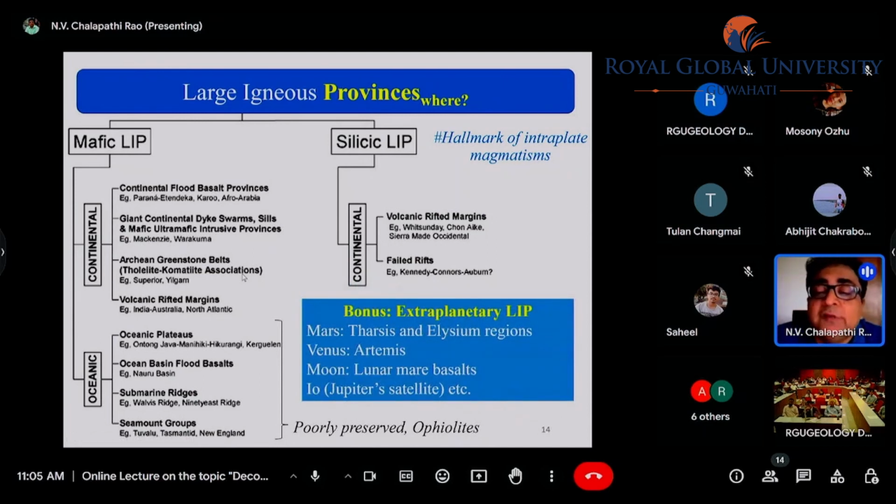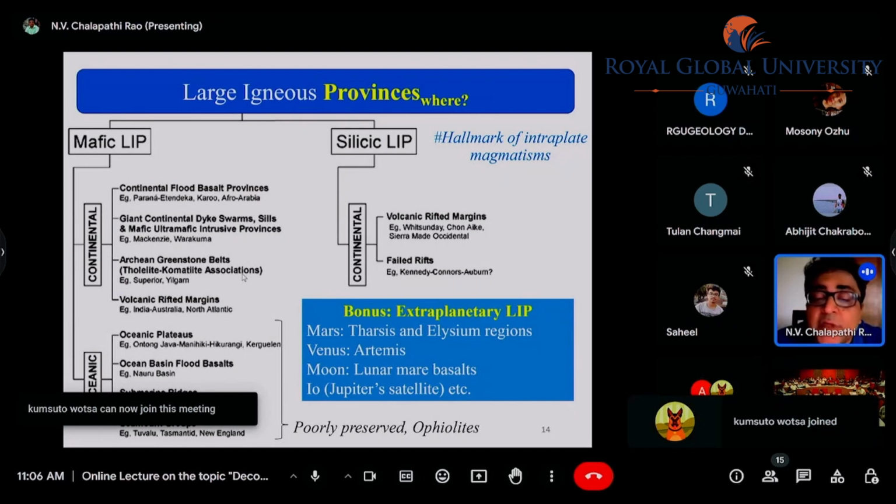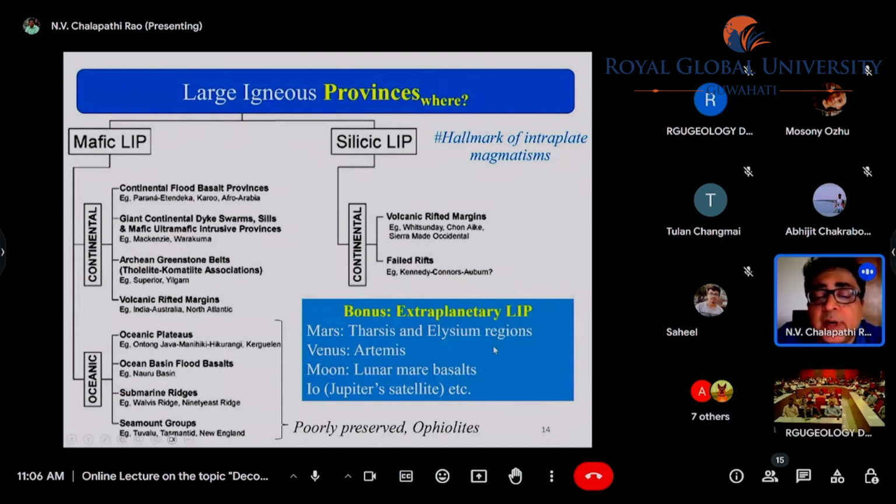Now, scientists have also discovered, or are discovering, the presence of such large igneous provinces on other planets. Like Mars, a lot of work is being done on Mars, and there are two regions which are mentioned here, Tharsis and Elysium regions, where people suspect there are large igneous provinces present. On Venus, Artemis is a region where, based on imagery, large igneous provinces are suspected. And of course, on the Moon, you find a lot of basalts. These we call mare basalts or lunar mare basalts.